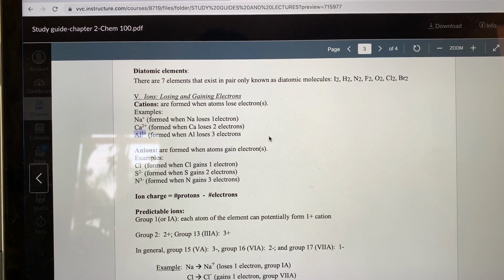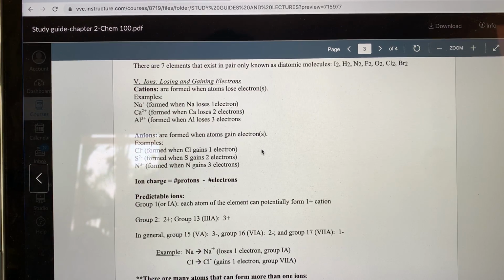All right. On the other hand, if you have an atom that gains electrons, it becomes a negative ion, which is known as an anion. In this case, I also give you 3 examples. Chlorine gains 1 electron, becomes chloride minus 1. Sulfur gains 2 electrons, becomes minus 2. And similarly, nitrogen gains 3 electrons, becomes minus 3.